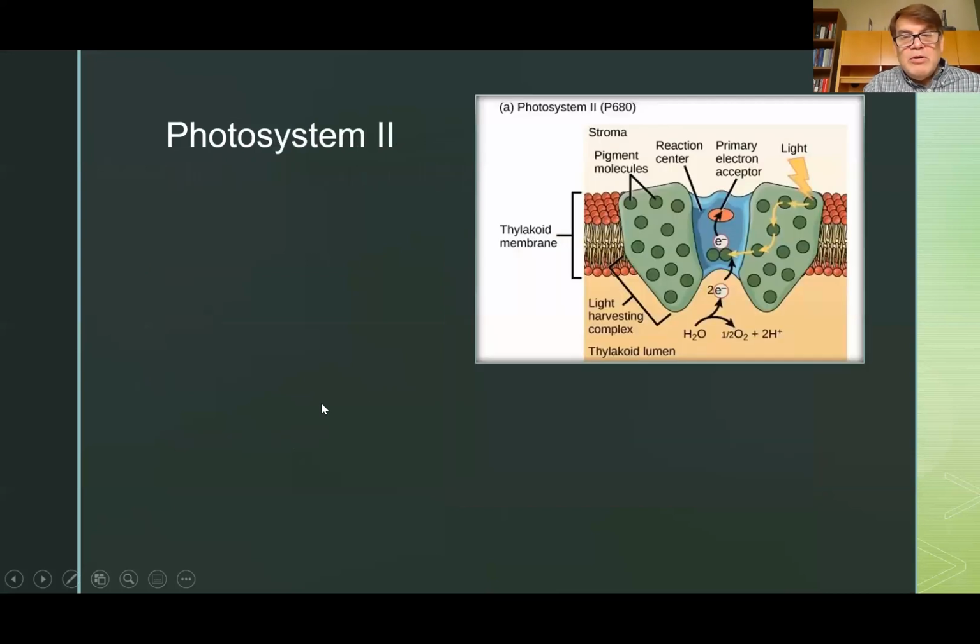Let's go into more detail. I know you didn't want to, but we have to. So this is photosystem 2. This is where the process starts.